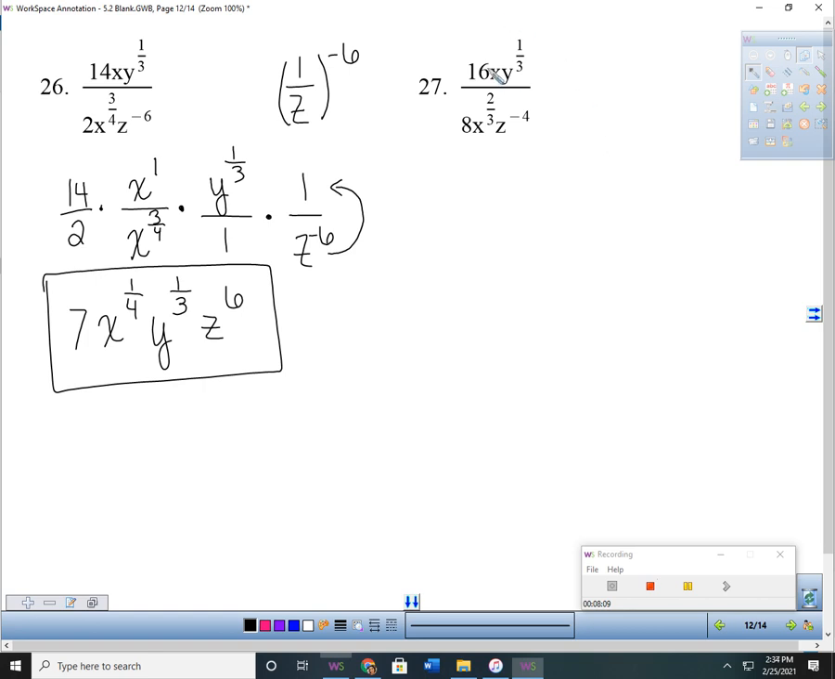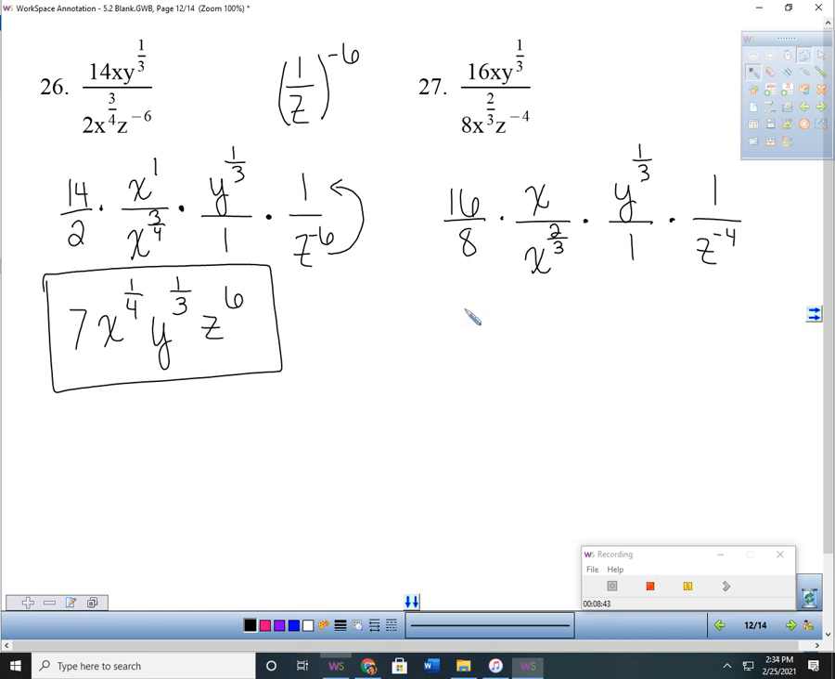So we're going to do the same thing here. We've got 16 over 8, times, and then x over x to the 2/3, times, there's a y on top but not on bottom, so y to the 1/3. We're going to put that over 1 times, no z's on top, so 1 over z to the negative 4th. So we're just kind of splitting it up and focusing on each part.